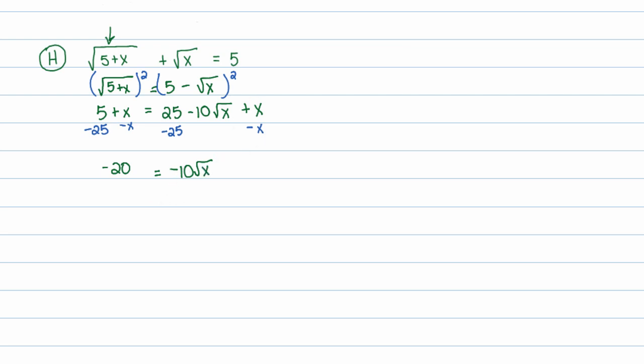And actually, since 10 does go into 20 nicely, I'm going to divide both sides by a negative 10 here. Let's divide this side by a negative 10 and this side by a negative 10. And you will see that we get, what is it? Square root of x is equal to 2. So that means that x is equal to 4 when you square both sides. So if you check that out and see if that's true, it actually is, right? 5 plus 4 is 9. Square root of 9 is 3. Plus square root of 4 is 2. 3 plus 2 is 5. Okay, great. That does work out.